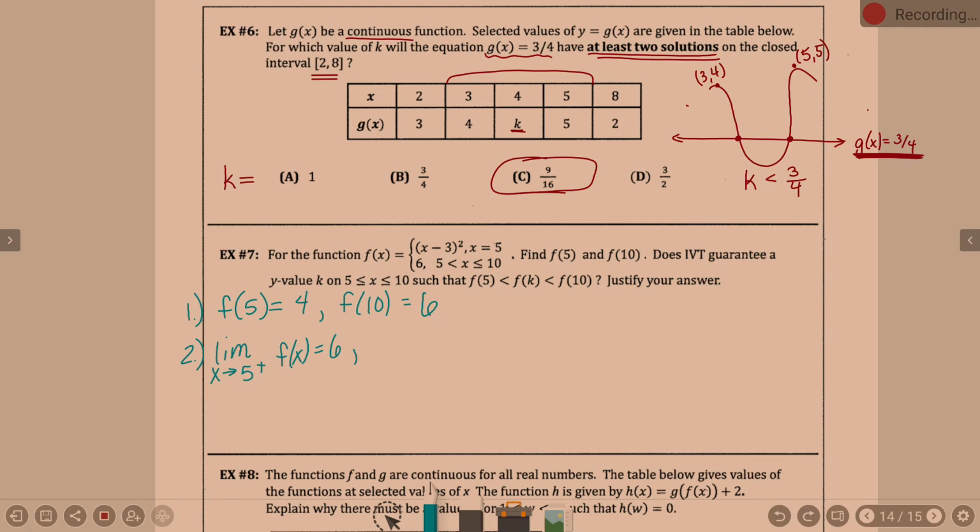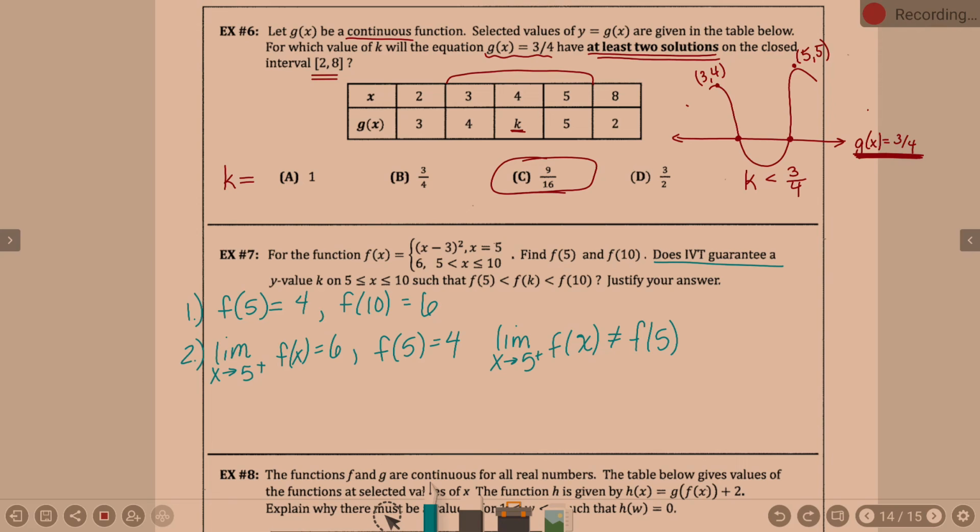f of 5, we already said, equals 4. What has to be true for continuity? The limit from the left has to equal the limit from the right, which has to equal the value at the point. And right there, what just failed? The value. We just found that the limit as x approaches 5 from the right of f of x does not equal f of 5. So, does IVT guarantee this value? No, because it's not continuous. IVT does not apply.